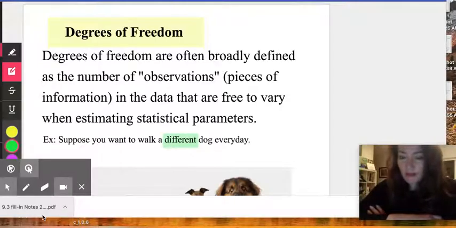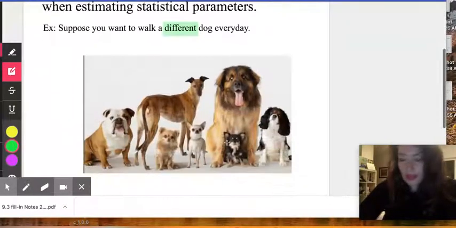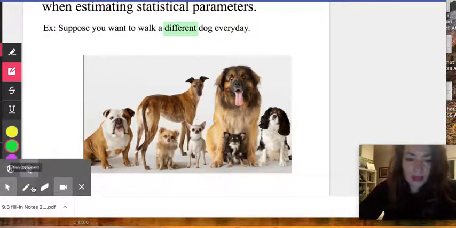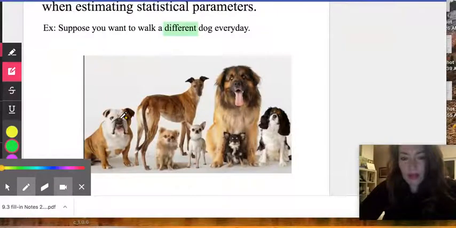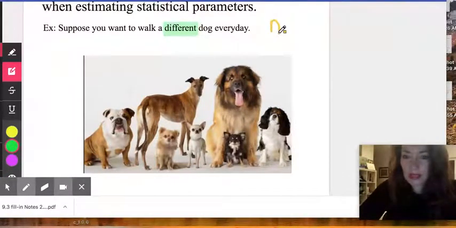Degrees of freedom are often broadly defined as the number of observations in the data that are free to vary when estimating statistical parameters. So, what I have here is an example with 7 dogs. Suppose we wanted to walk a different dog every day. Let's look to see how many total dogs we have. We have 1, 2, 3, 4, 5, 6, 7. So our sample size is n equals 7.